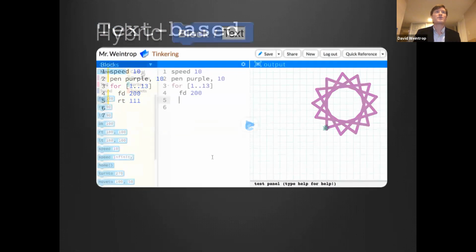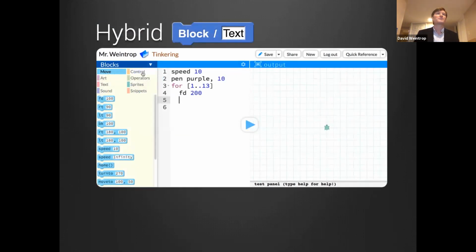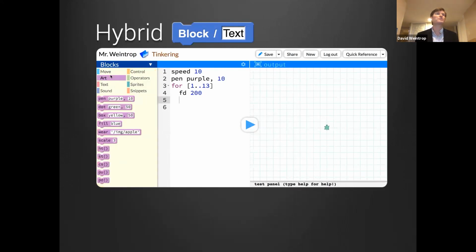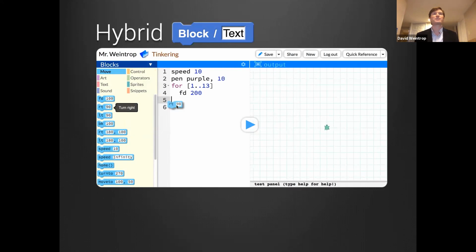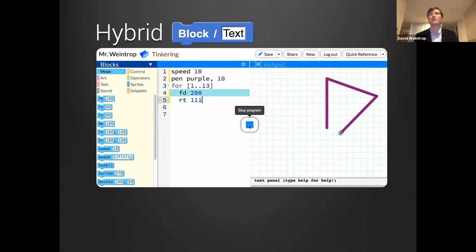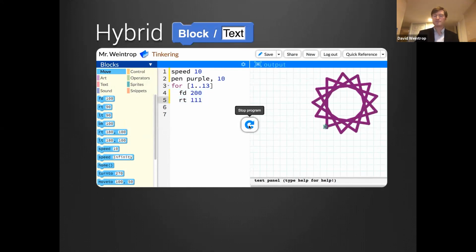And then finally, we have a hybrid environment. Here we have the blocks palette on the left that you can navigate through. But now when you drag a command from the blocks palette onto the canvas, when you drop it, it turns into text. Students can choose to write the programs just using the keyboard and text initially, or drag blocks in and drop them and then modify them in text. And again, we get the same program producing the same results.